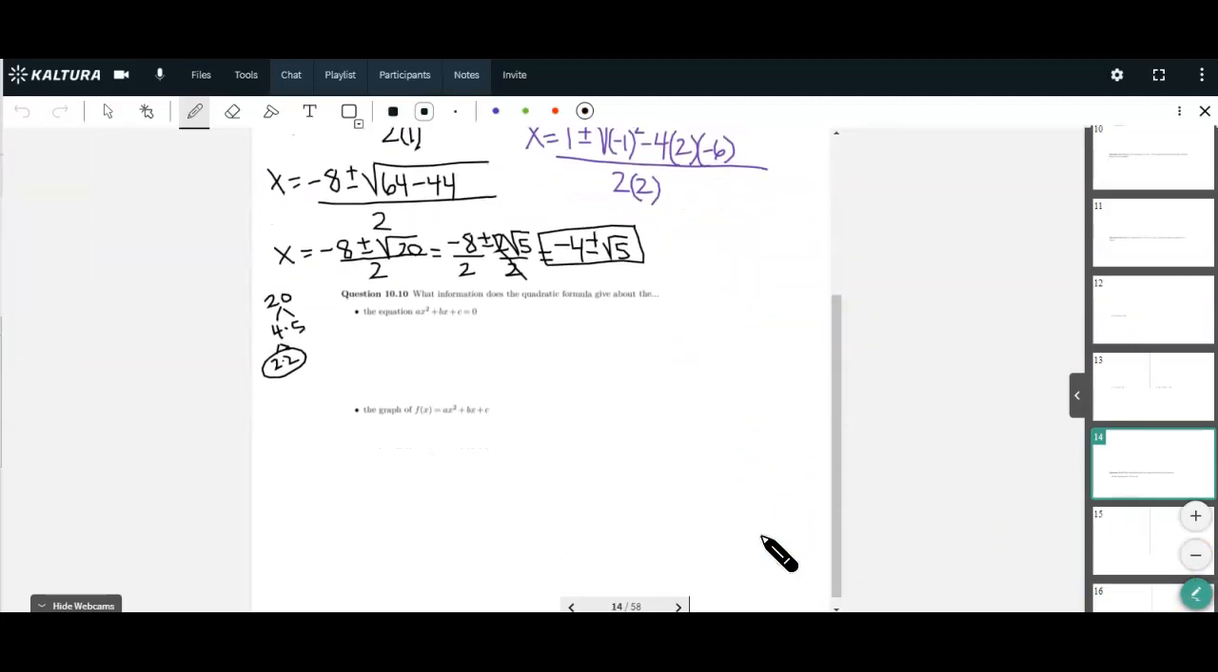All right. I'm not going to talk about what this is here. I want to talk about something different. So I want to talk about something called the discriminant.